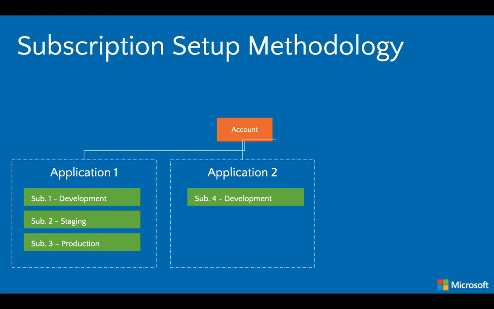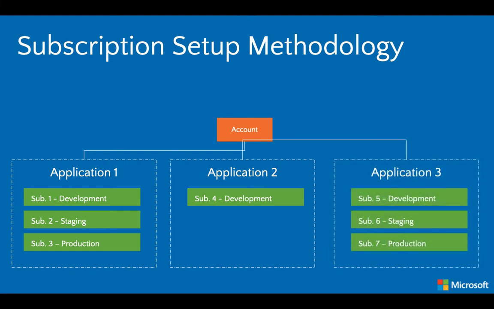So we name it a development subscription. For application 3, we need three different subscriptions again, 5, 6, and 7. So what I'm trying to say here is you could have as many subscriptions as you want. So you have to decide whether you want to create a subscription on the basis of different clients.